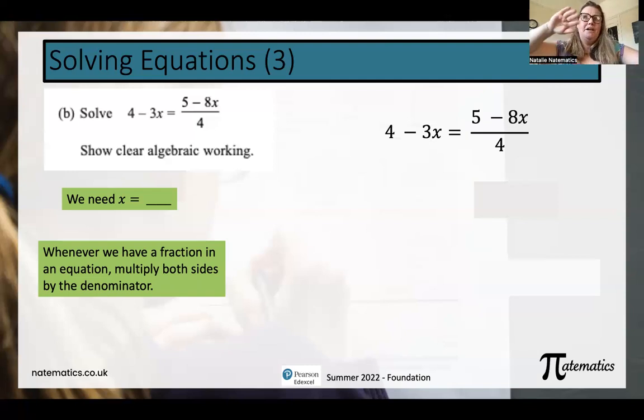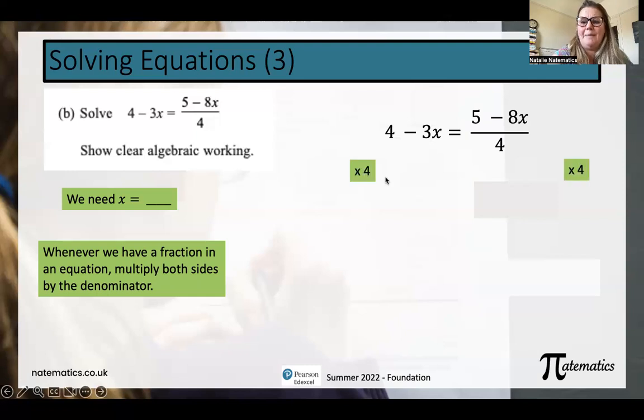Why? Because we know that 4 minus 3x is equal to 5 minus 8x divided by 4. If I multiply one side by 4, it gets bigger, so it's not going to work anymore. As long as we apply the same rule to both sides, you've still got that balance going on. And as I mentioned in an email I did on Facebook last night, life's all about balance. Anyway, multiplying by 4 both sides.